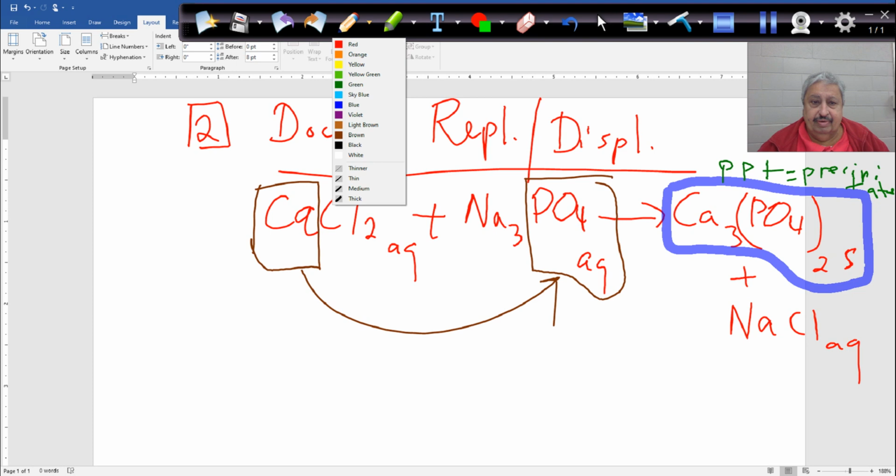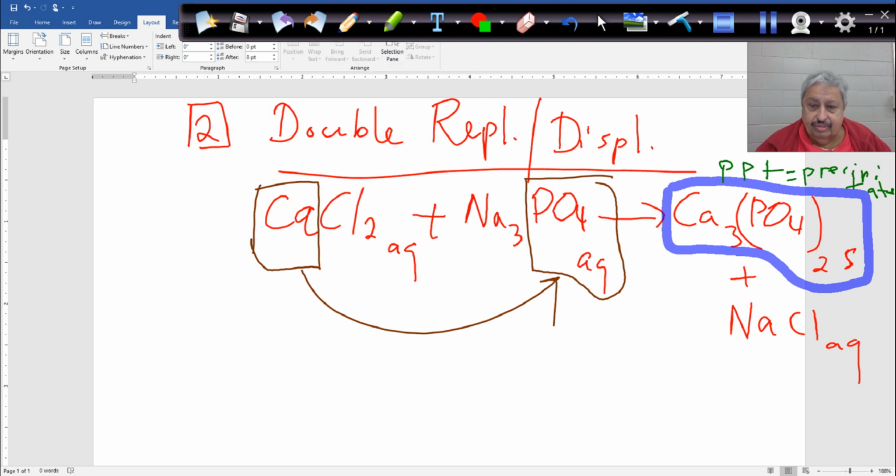And sodium here will take over the chloride. So the sodium will take over the chloride. They are swapping partners. The cation from the first compound takes the anion of the second compound, and the second cation takes the first compound's anion. So they are swapping each other, and we have a solid here. That's double displacement. If we have single, we always have double. So, number 3.